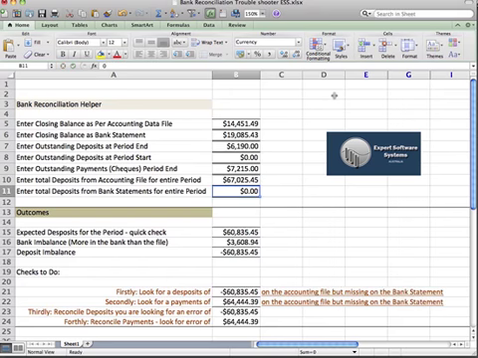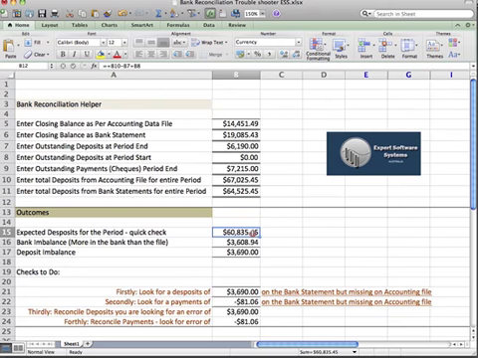$67,025.45. And then we had the deposits per the bank statements for the entire period. Again, you're just adding up the deposits in the bank statements for the bank reconciliation period that you are actually doing. And that was $64,525.45. This then gives us the report of the numbers we're trying to find.